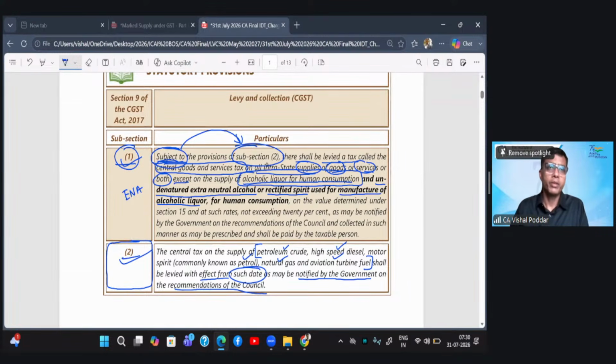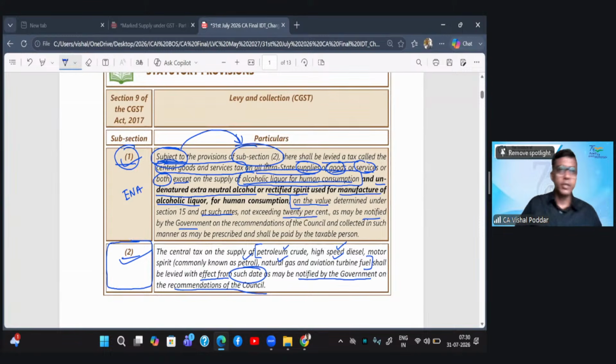Now we are requiring the fourth component, that is the measure. Now from here the measure part starts. What does the further charging section say? It says this GST which we are imposing, which we are levying, will be computed on what? On the value, which will be determined by section 15, and at such rates not exceeding 20%, which will again be notified by the government on recommendation of the Council.